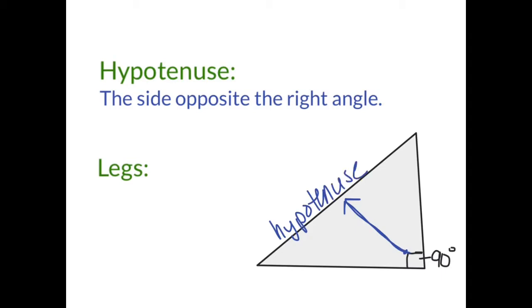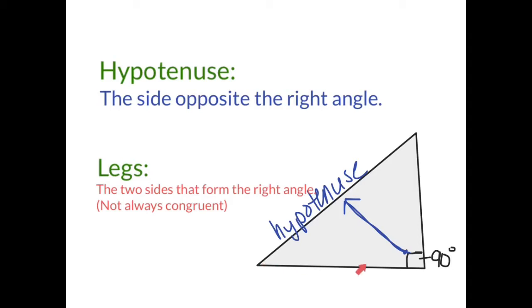And the legs will be the two sides that form the right angle, and they're not always congruent. And I think this picture kind of shows that. Like these two sides here are going to be called the legs because they're the two sides that are creating the 90 degrees. And I guess really I should just say leg and not legs. So let me erase that over there. So there are two legs and one hypotenuse for each right triangle.